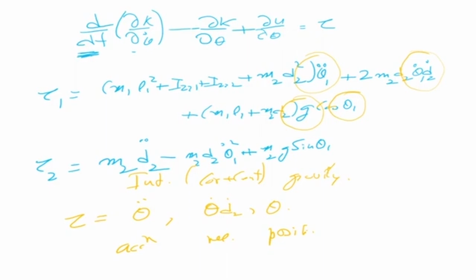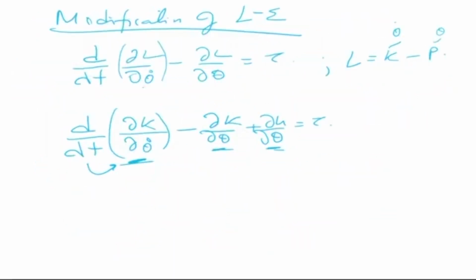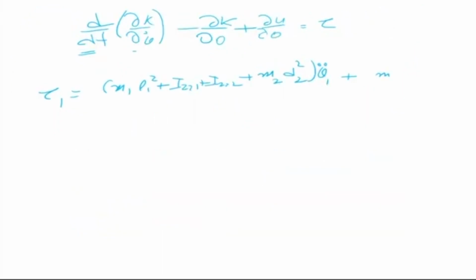So this is the simplification we have made of our equation, first computing these terms and then taking d/dt of that. It becomes easier. So this gives us the relation of the torques acting at the joints of the manipulator.